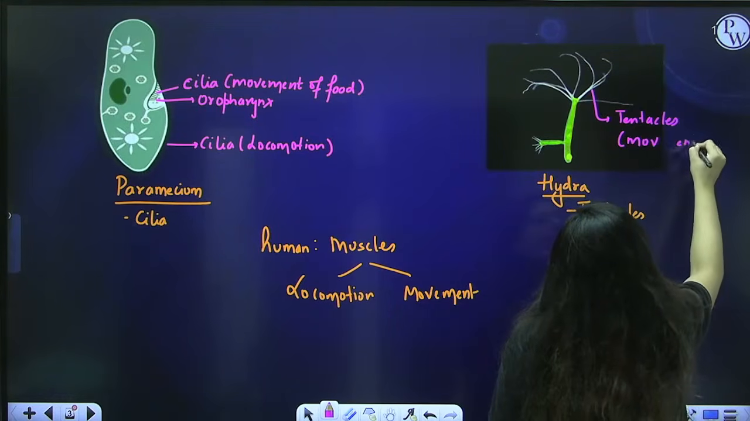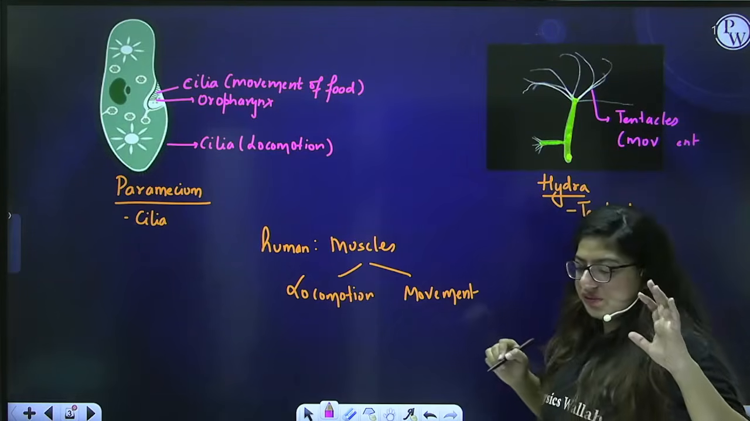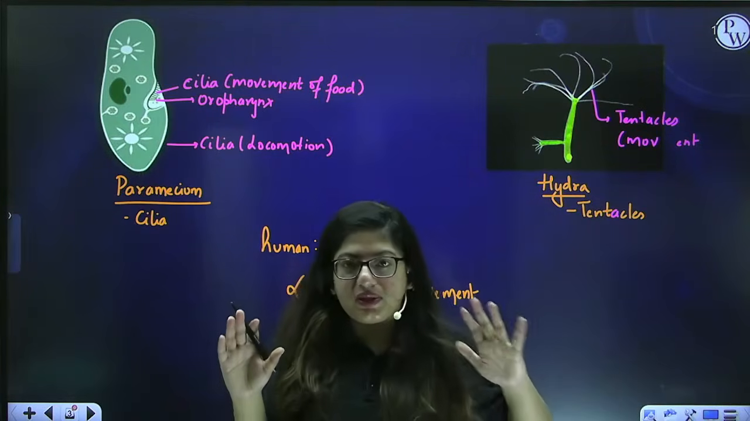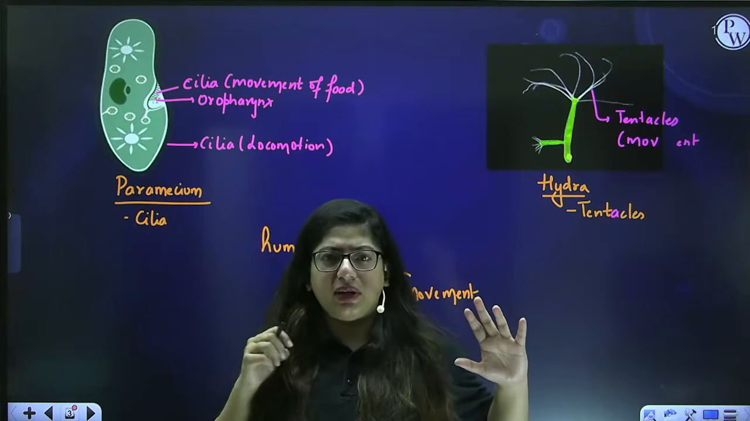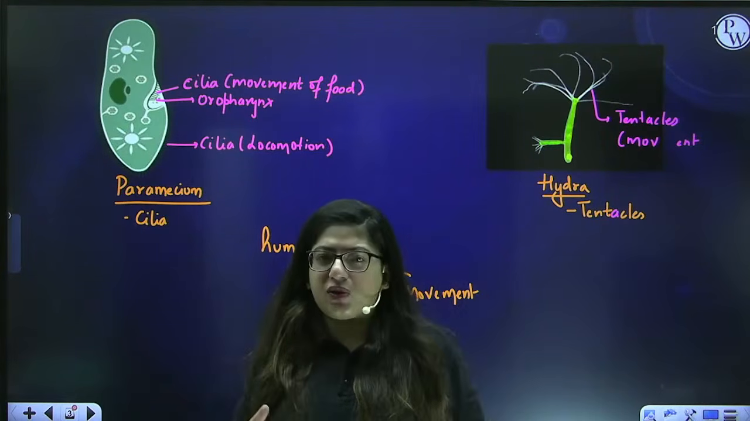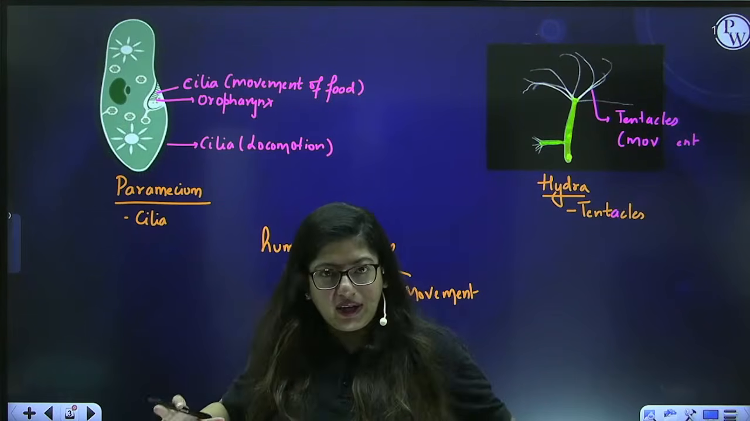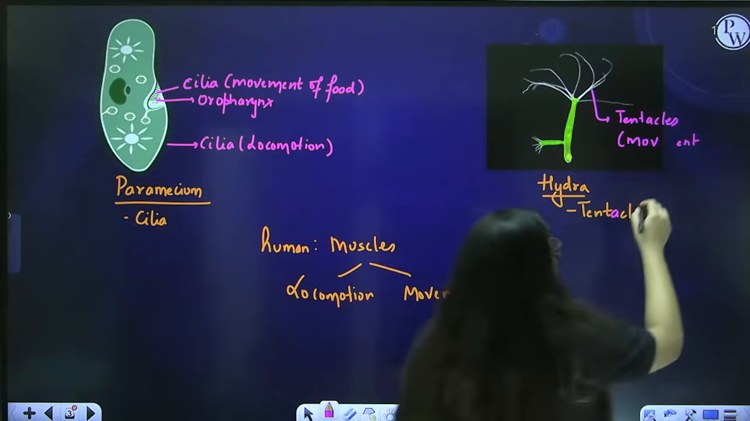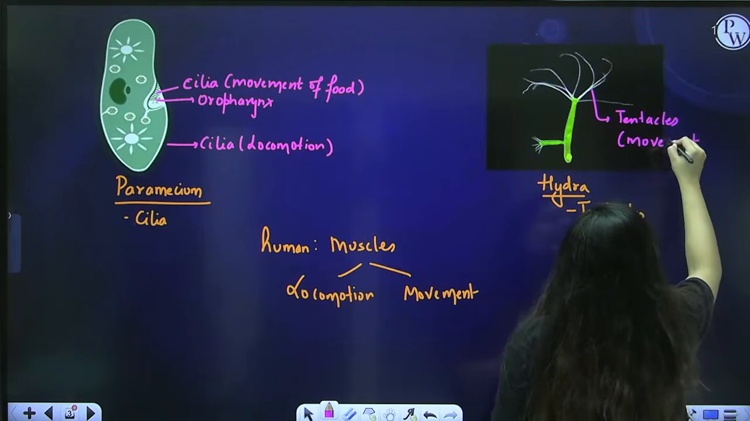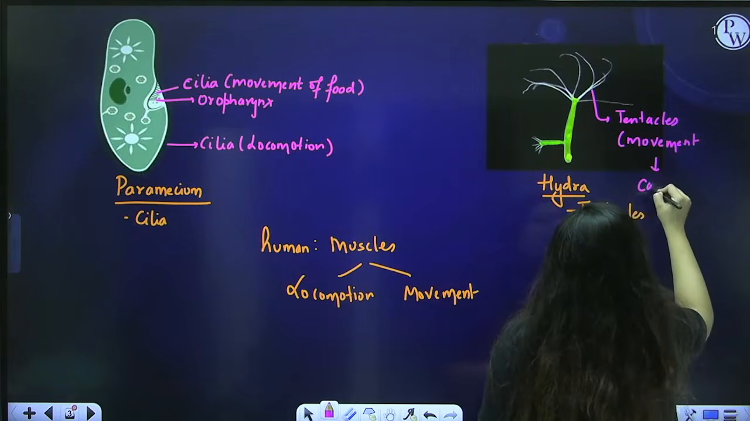How about movement? In movement, the tentacles, for example, the hydra is just standing on one surface attached to the substratum. Now it has to capture the food from here. So this is what movement is, but it is not changing its position. With the help of tentacles, the hydra can catch the prey or food, right? So movement helps in the catching of food.